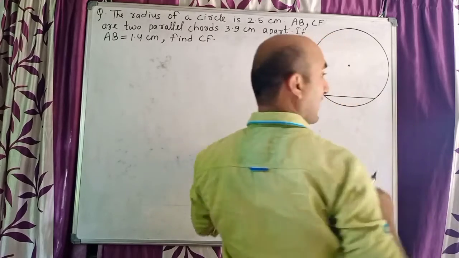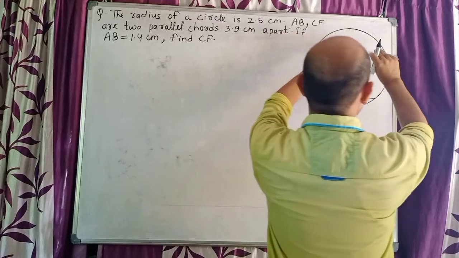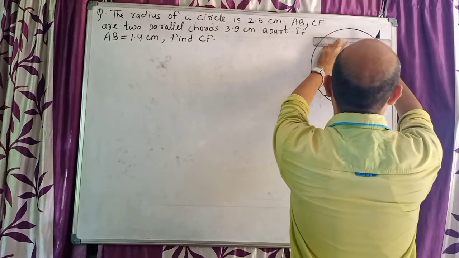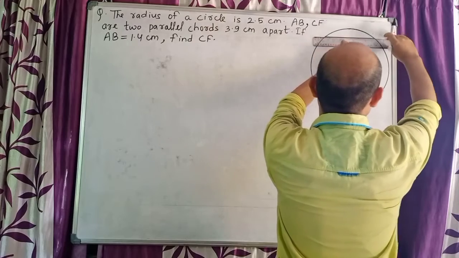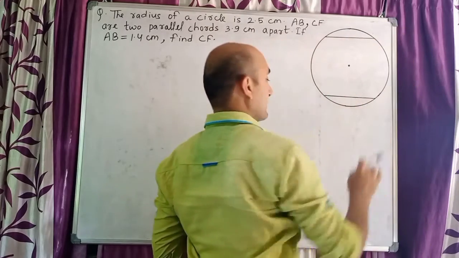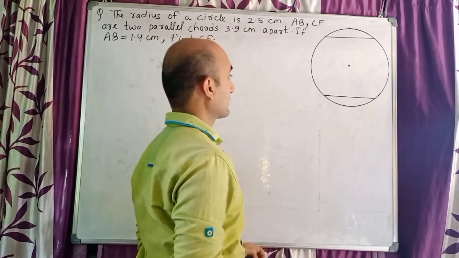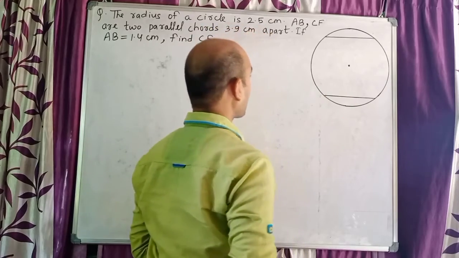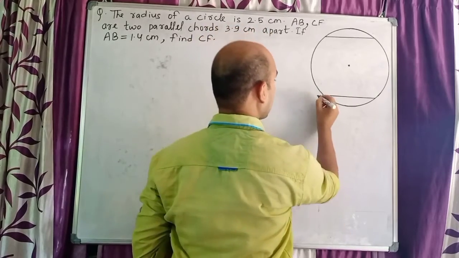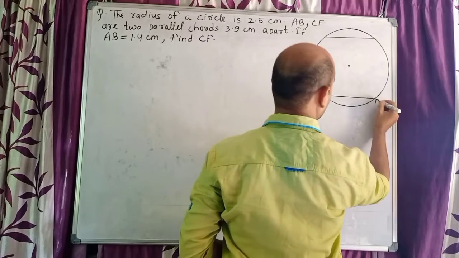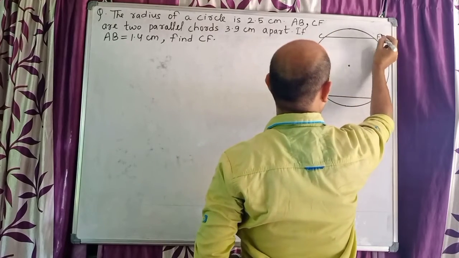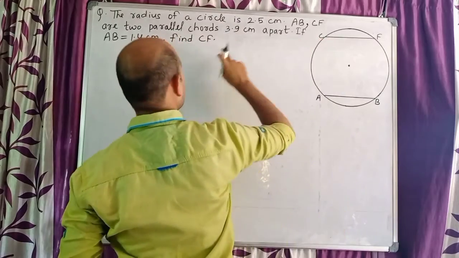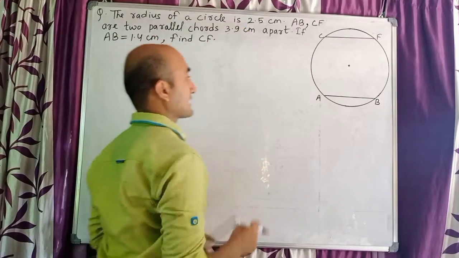And let me draw the other chord CF on the opposite side. The diagram will look very beautiful if I draw on the opposite side. If I draw on the same side, there will be lots of things very close and the work will become very dirty. So let me write the name here as AB and the second name as CF. Now the distance between these two chords is 3.9 centimeters.